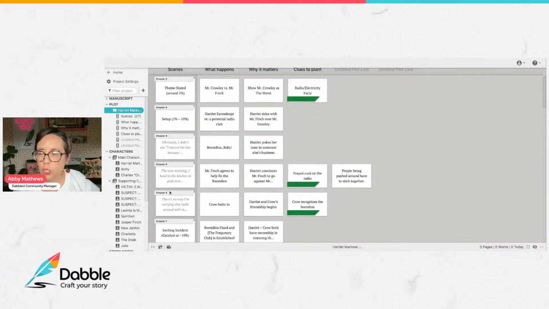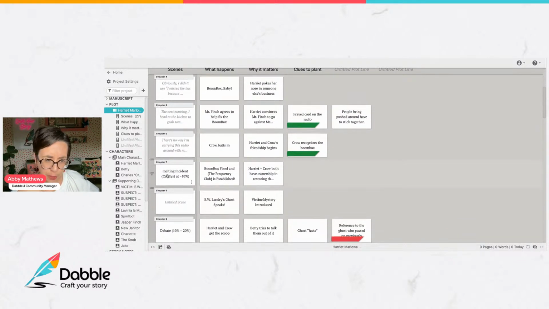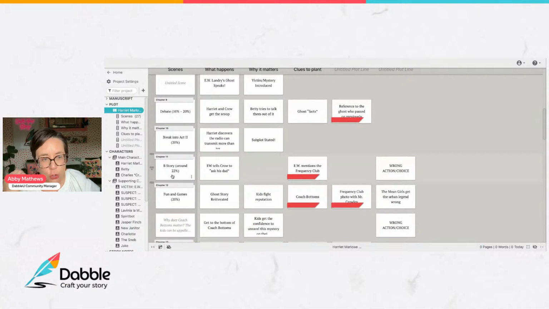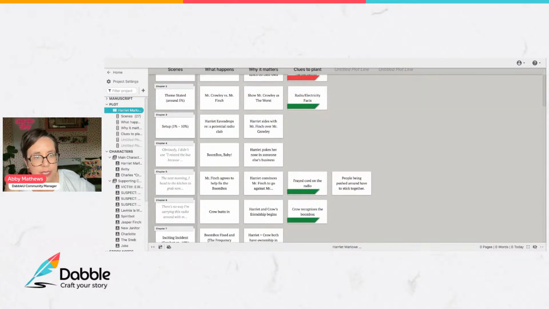So just so that you guys know, since this is a middle grade book, each of these chapters has around 5 or 6 pages. So we're still pretty early in the book when we get to the inciting incident, right? Which is where they find out what the mystery actually is. The ghost comes over the radio, it's the janitor, and they have this mystery: he can't cross over until he figures out how he died. So debate, break into Act 2, the B story, fun and games. All of that is right here under my scenes.